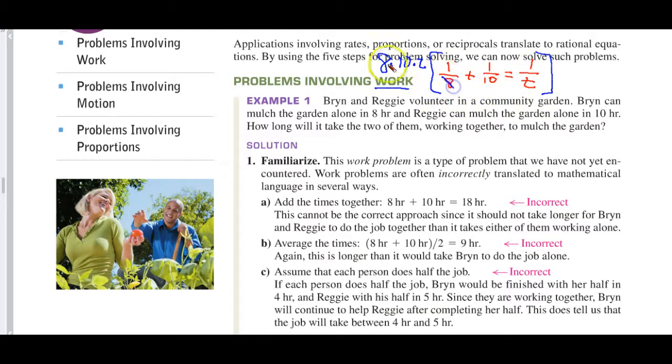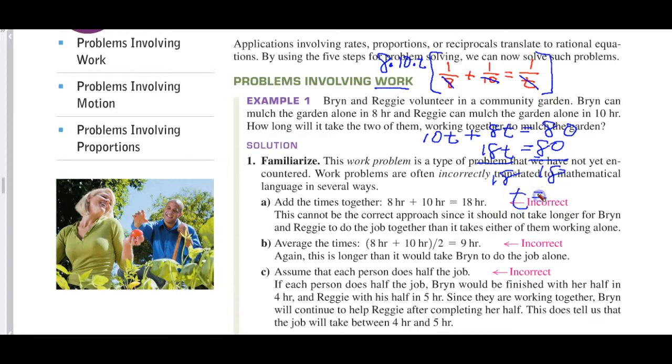So here the 8 cancels out, and I'm left with 10t. Now here the 10 cancels out, so I'm left with 8t. And here the t cancels out, so I'm left with 80. I add these together and get 18t equals 80. Divide both sides by 18.